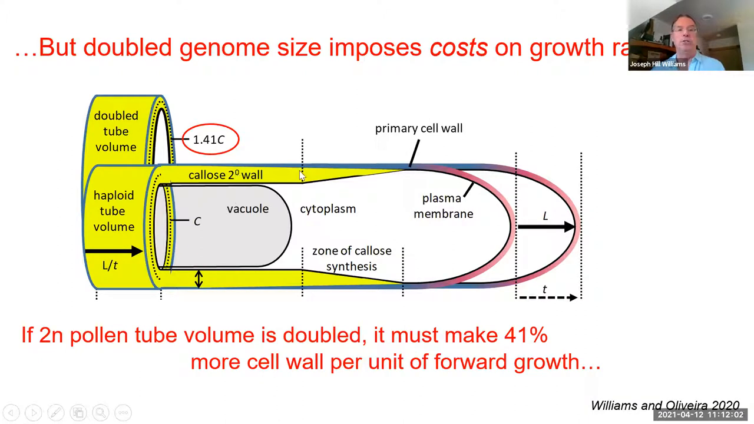Generally, if you double the size of a cell, you increase its diameter by about 26%. But if you double the volume of a tube, you increase its diameter by 41%. So that's a big difference in the amount of wall material that tube has to make to grow forward at the same rate as its diploid progenitor.